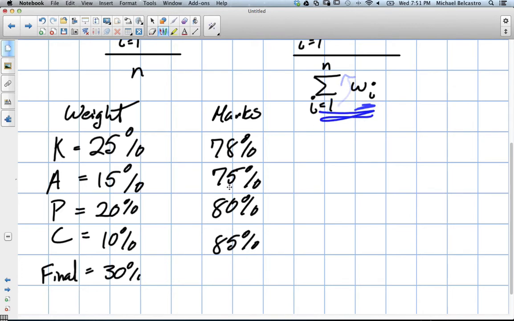But this question is actually really funny because they haven't given us a value for their final exam. So we're going to compare the two types of means. These are the weightings. In knowledge, this person's getting 78%, but your knowledge is weighted at 25% of your grade. Your application is weighted at 15% of the grade, and they're getting 75 there. Problem solving is 20, they're getting 80 there. And communication is 10, they're getting 85.